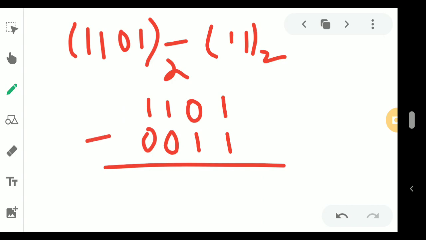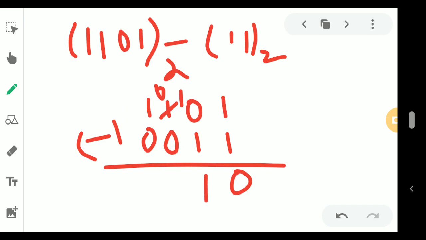Then we do the subtraction, following the rules. 1 minus 1 is 0. Now 0 minus 1: for this we have to take a borrow from the previous digit. I take this 1 from this digit, it becomes 0, and I give the 1 to this digit. So again 1 0 becomes 2. 2 minus 1, the answer is 1.